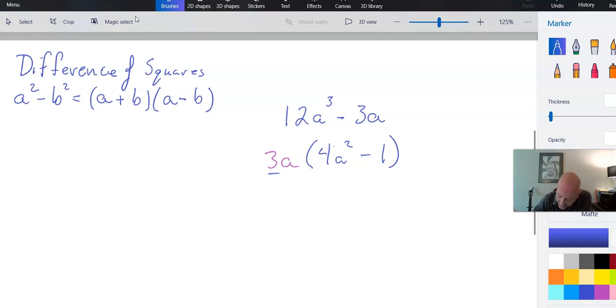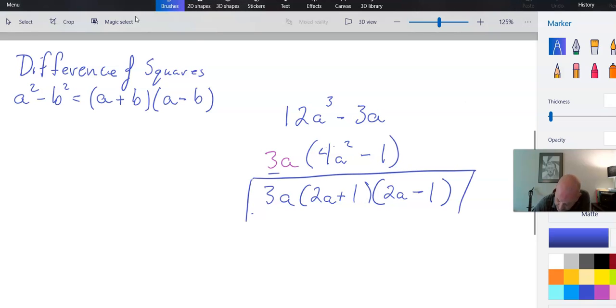So that means I can go ahead and factor this. We have our difference. We put down our bubbles here. Square root of 4a squared is 2a. The square root of 1 is 1. And then I just need a plus and minus in here. And the 3a comes down afterwards. So I actually have 3 factors in this particular example, right?